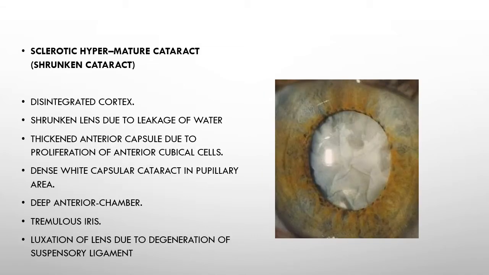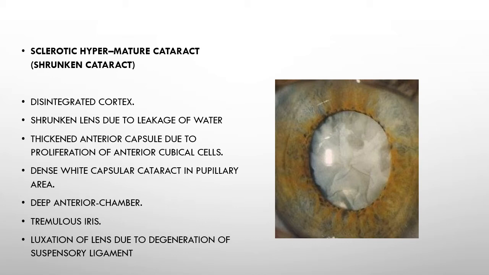The next type of the hypermature cataract is sclerotic hypermature cataract. It is also called as shrunken cataract. Here there is disintegrated cortex. The lens is shrunken due to leakage of water.